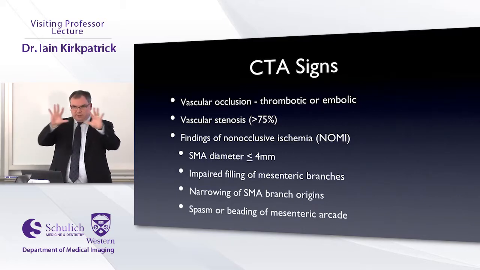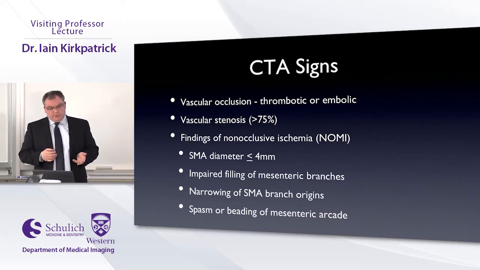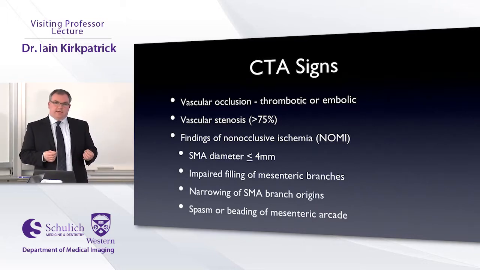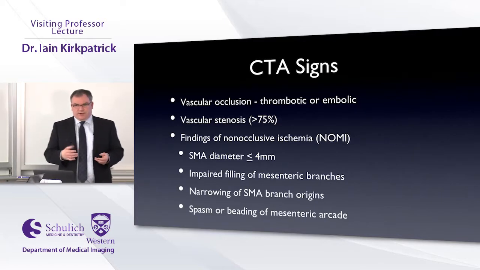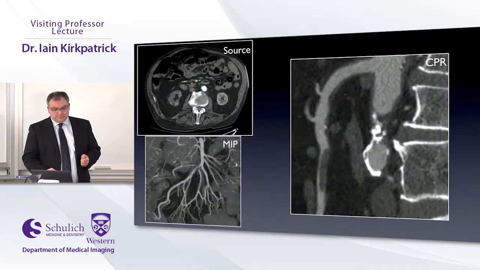So it looks like the mesenteric vascular arcade is pruned. You might see narrowing of SMA branch origins or spasm or beading of the mesenteric arcade. These are classic catheter angio findings. They're a little bit harder to see on CT because of the limitations of CTA resolution.